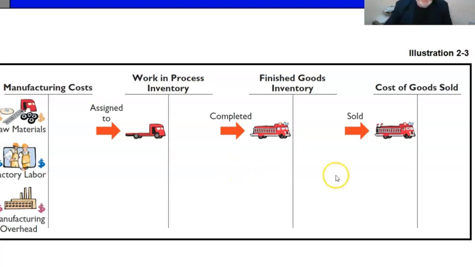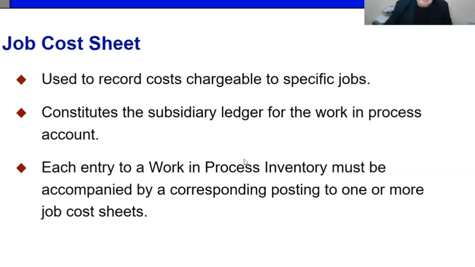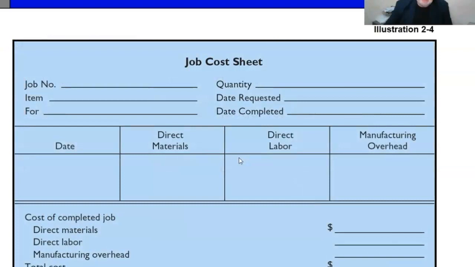Now, how do we keep track of these costs? We use a job order cost sheet. And it looks simply like this. We put the job number, item, quantity, date required, and this job sheet goes with the job.